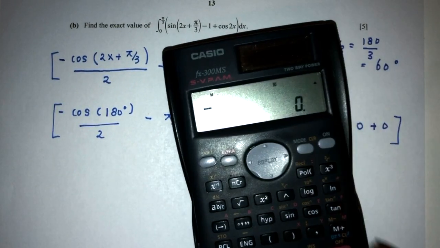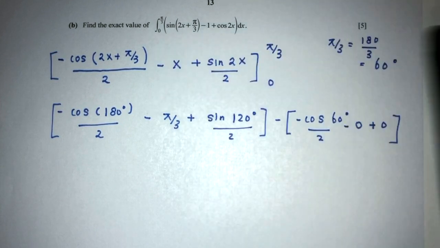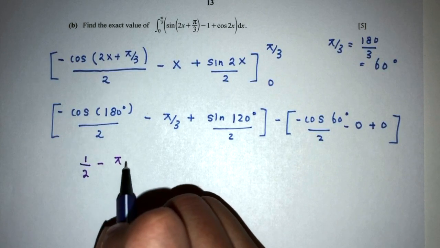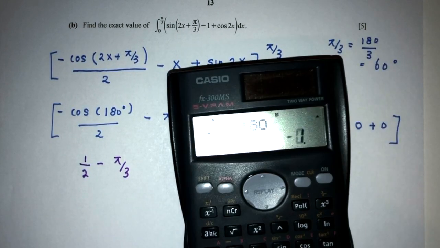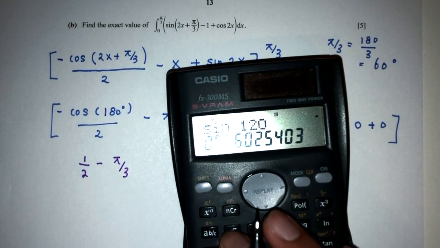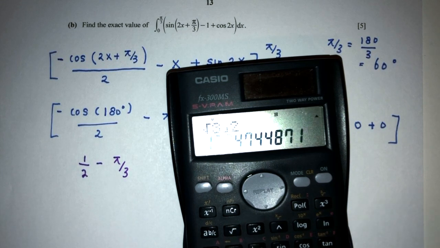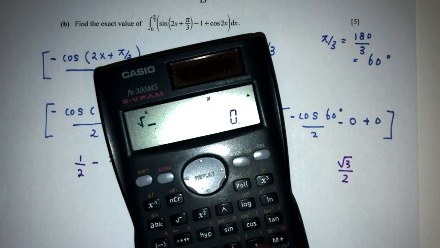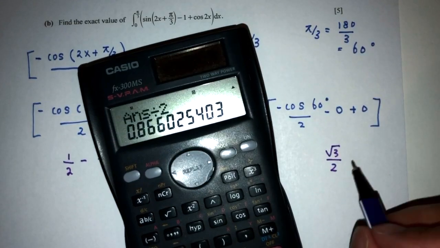Now let's simplify. What is cos of 180? That will be minus 1. So minus 1 times minus will be 1. So 1 over 2 minus pi over 3. What is sine of 120? That will be this, which is root 3 over 2. So let me write this down. So root 3 divided by 2. So root 3 divided by 2 should be this value, right?